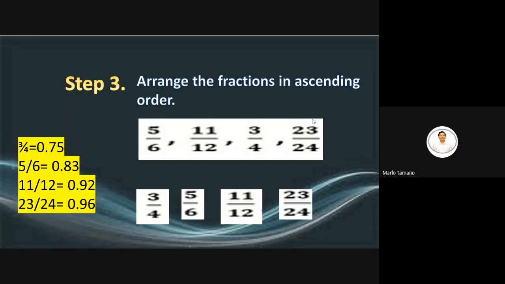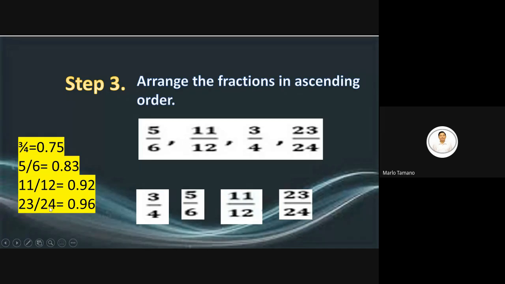Now, in case nakalimutan niyo po how to get the LCD, what shall we do? Gagawa lang tayo ng paraan. If you know how to divide, of course, you divide 3 divided by 4. The dividend is 3, then the divisor is 4. Tapos magdi-divide po kayo, kahit hanggang 2 decimal places lang po. So when I say 2 decimal places, we have the tens and hundreds place only. Naintindihan? Opo. 5 divided by 6, 11 divided by 12, 23 divided by 24.